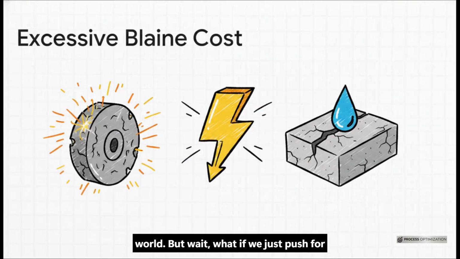But wait, what if we just push for maximum surface area, maximum Blaine, just to get the absolute fastest reaction? Well, doing that totally crashes your plant efficiency. Your power consumption shoots up, your mill output drops, and your grinding media wears out way faster. And even worse for the customer, excessively fine cement actually increases the water demand when mixing concrete. That can seriously compromise the structural integrity. Definitely not what we want.